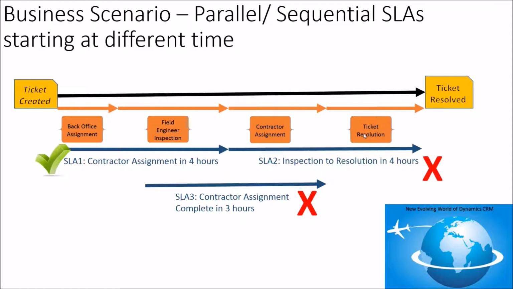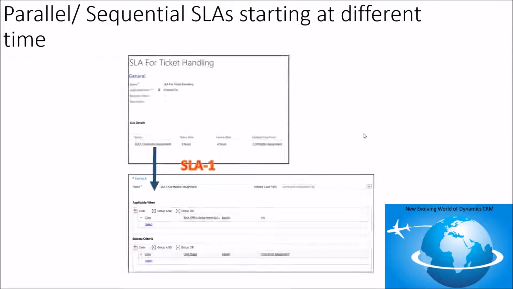So the bottom line is that this whole requirement cannot be implemented inside the SLA framework. Part of this has to be done inside the SLA framework. Part has to be done using the traditional mechanism of wait workflows and so on. Let's take the example. First things first, SLA 1 is pretty simple. I say SLA for ticket handling started on the created on, and then I added the SLA 1 details, and my job is done.